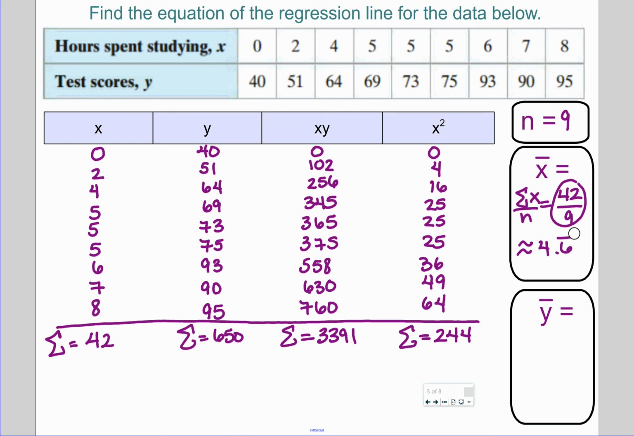Okay, actually, I'll write that one instead. And then y bar, sum of my y's divided by n. The sum of our y's was 650 over 9. Again, that's the exact answer. 650 over 9 is approximately 72.222. Right, questions on any of that?